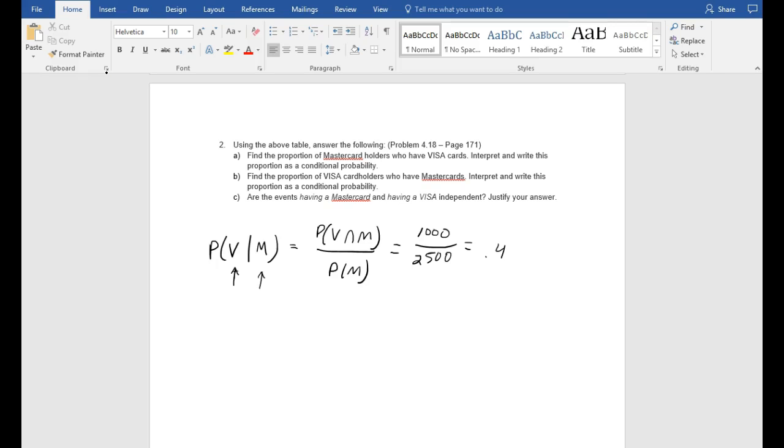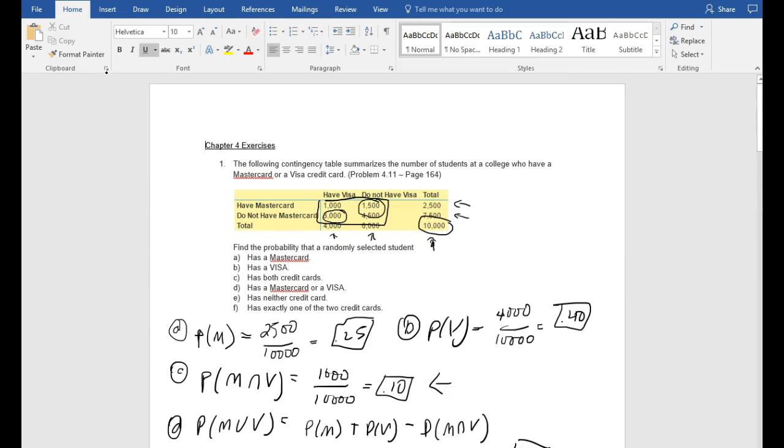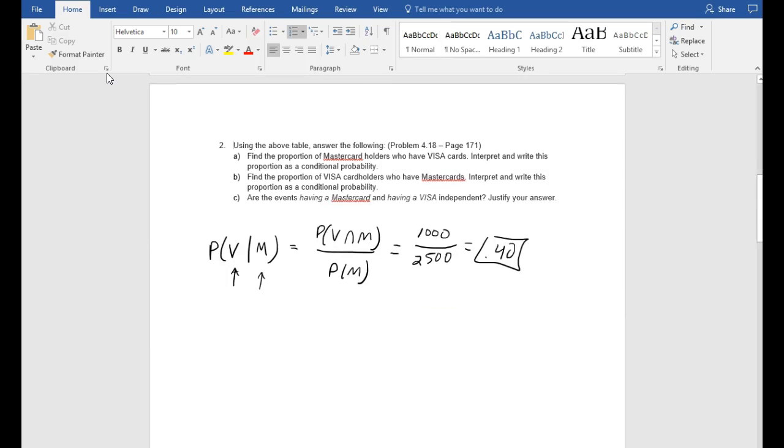It's 1,000 over 2,500, and that is 0.4. This is given that the person is a MasterCard holder. So given that the person is a MasterCard holder, what's the probability that they also have a Visa? We would look at the 2,500 here and the 1,000 here, and it's going to be 1,000 over 2,500, essentially.